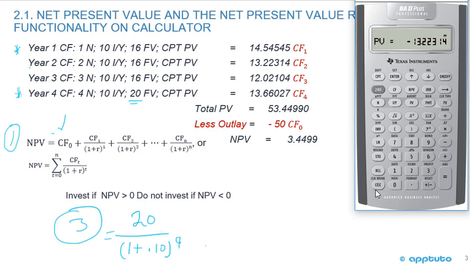So speed is a skill. Skill gets rewarded. I can do this one very quickly. I can do 3n and then compute the present value. I've got 12.02104. That's fine. And then I could do my 20 for my future value, and that's going to be 4 years in the future, and I'm going to compute my present value, 13.66027.